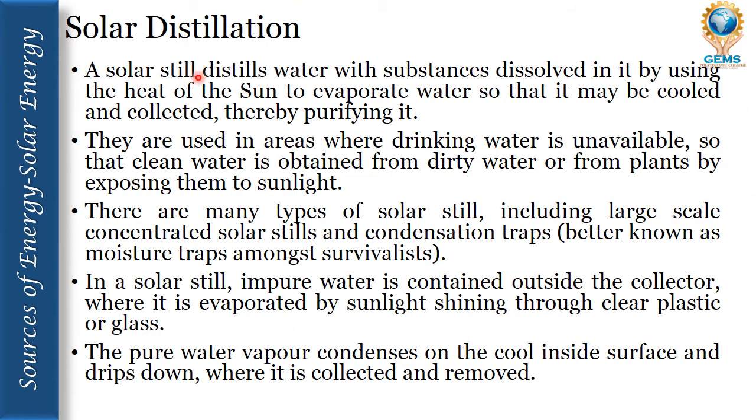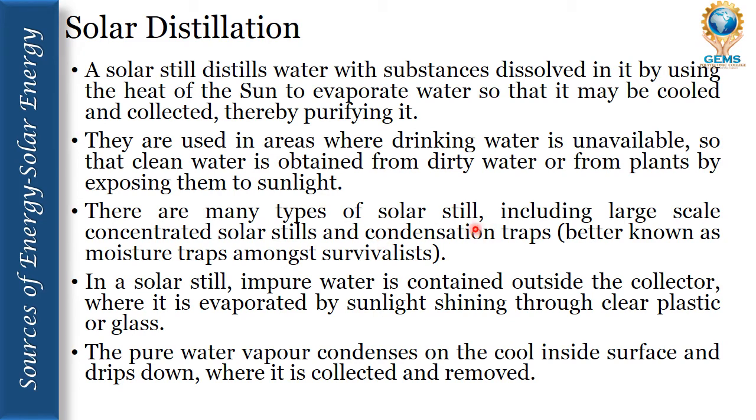A solar still distills water with substances dissolved in it by using the heat of the sun to evaporate water, so that it may be cooled and collected, thereby purifying it. They are used in areas where drinking water is unavailable, so that clean water is obtained from dirty water or from plants by exposing them to sunlight.